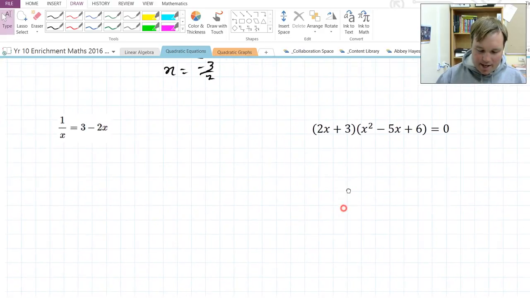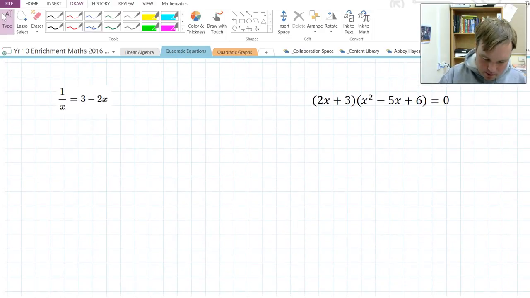Next one, once again, not in general form. It's disguised as a different form. It doesn't even look like a quadratic right now. But if in doubt, try and get everything on one line. So on one line, by that I mean get rid of the fractions. So get rid of the fractions here, I'd multiply every term by x.